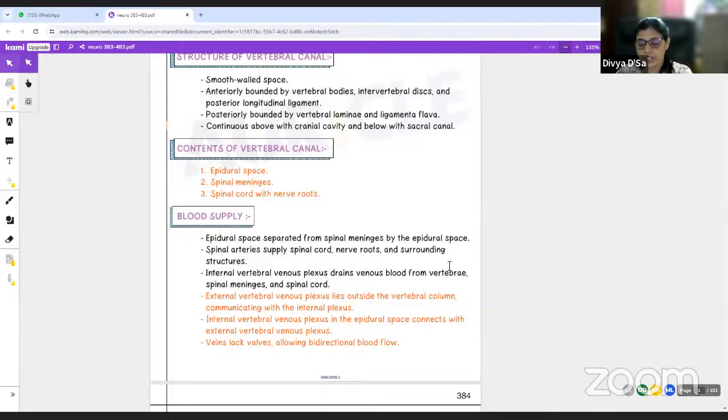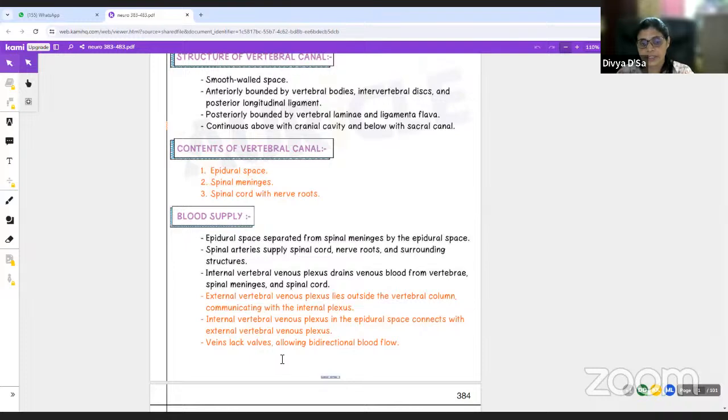Between that meningeal layer and the vertebral column, that space we call the epidural space. The spinal artery supplies the spinal cord, the nerve roots and the surrounding structures. The internal vertebral venous plexus drains the venous blood from the vertebrae, spinal meninges, and the spinal cord. The external vertebral venous plexus lies outside the vertebral column and communicates with the internal vertebral plexus. So they are connected.